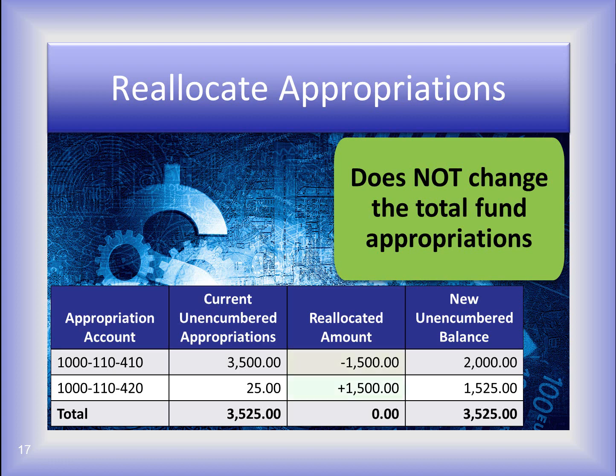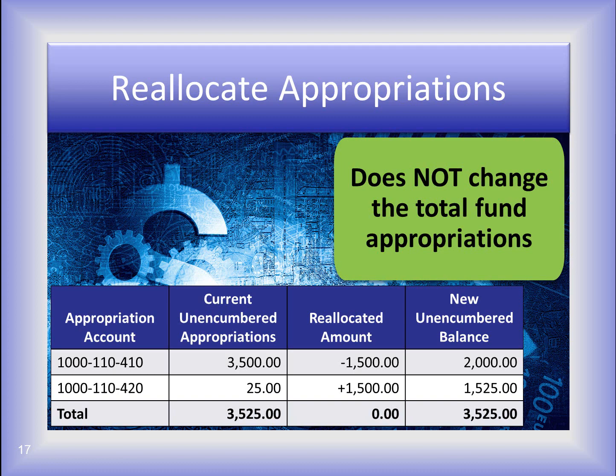See, in the reallocated amount column, I have taken away $1,500 from the 410 account and increased the 420 account by $1,500. The new unencumbered balance shows how the appropriations have been distributed and how much is now available in each account. Note the total column at the bottom. The current unencumbered appropriations and the new unencumbered appropriation balance are exactly the same. This has not changed the total appropriations.